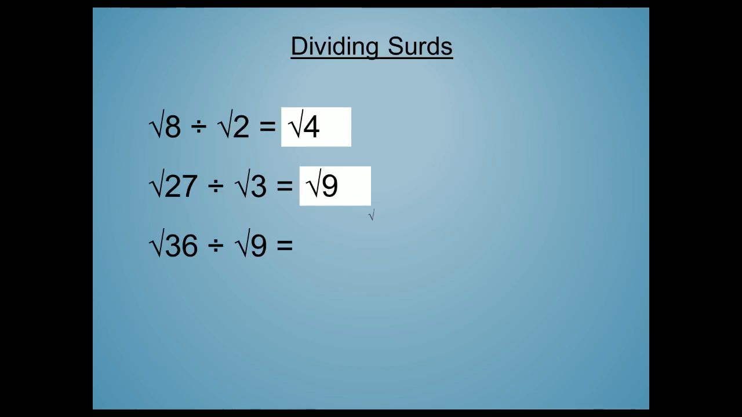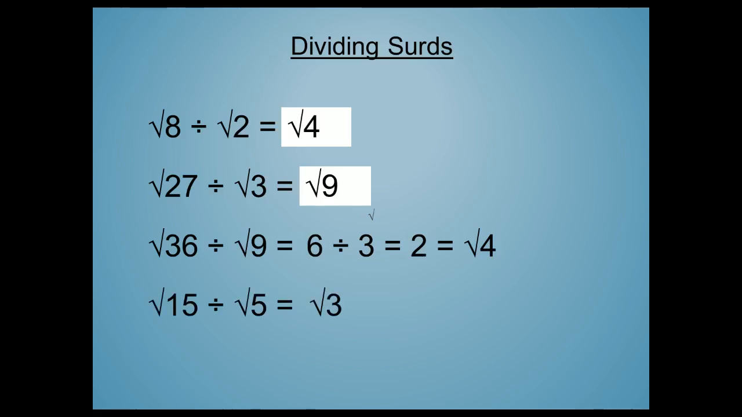Square root of 36 divided by the square root of 9 is the square root of 36 divided by 9, which is 2. But 36 divided by 9 also gives you the square root of 4, which is also 2. And 15 divided by 5 is going to be the square root of 3.